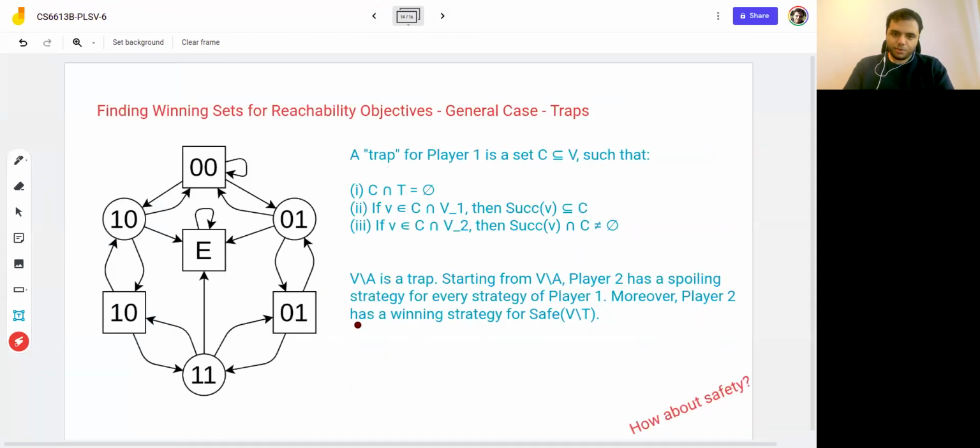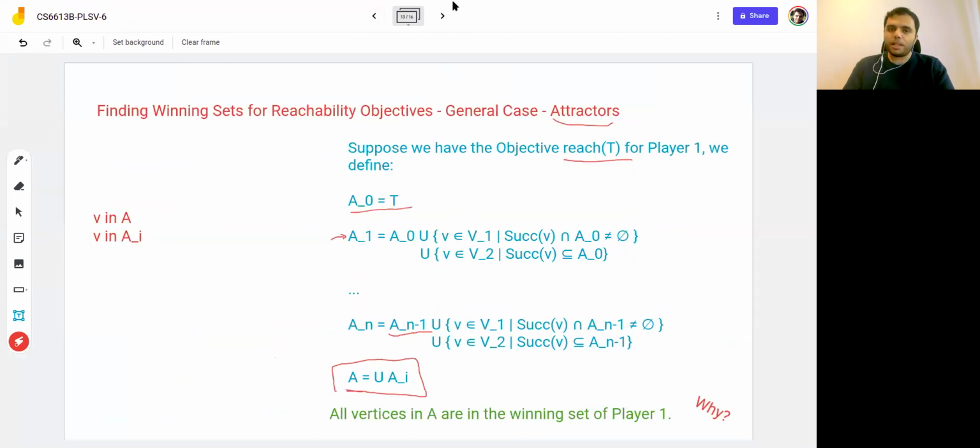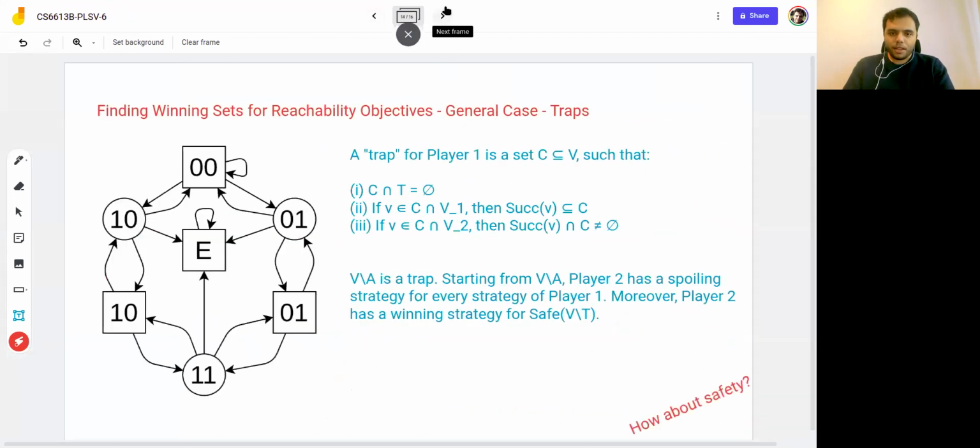And this part proves that these are the only states from which player one can win. And of course, in the next session, we will make this algorithmic. It's easy to turn this into a linear time algorithm, and we will see that. And again, safety is the dual of reachability. So whenever you want to decide safety, you can just dualize it and then decide reachability.